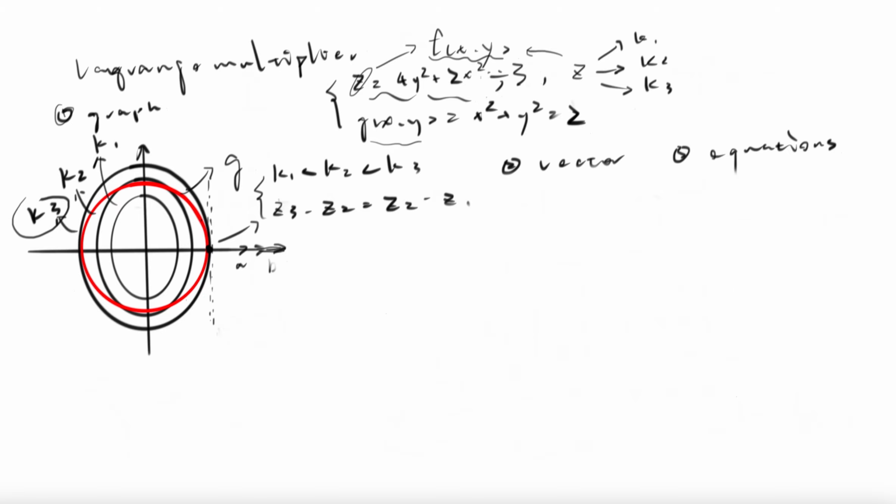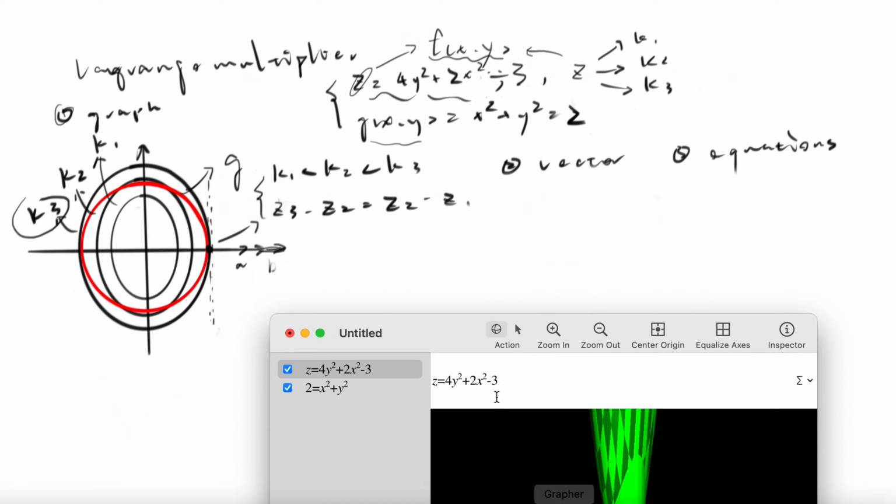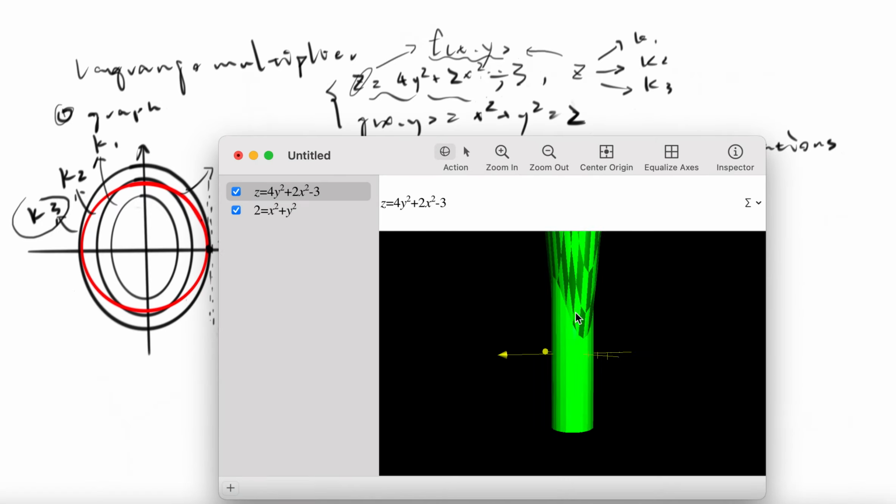Okay, so Lagrange multiplier is a really genius idea when it comes to computing the maximum value of the intersections between two 3D surfaces. If you think that's a little bit too abstract, here's the visualization of these two 3D surfaces.